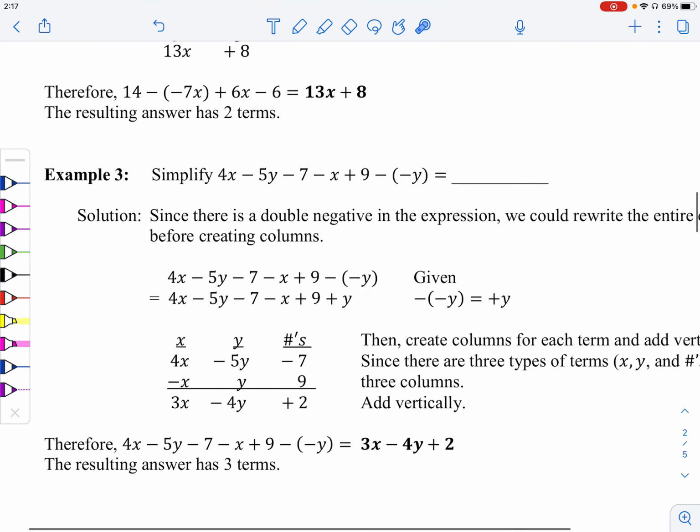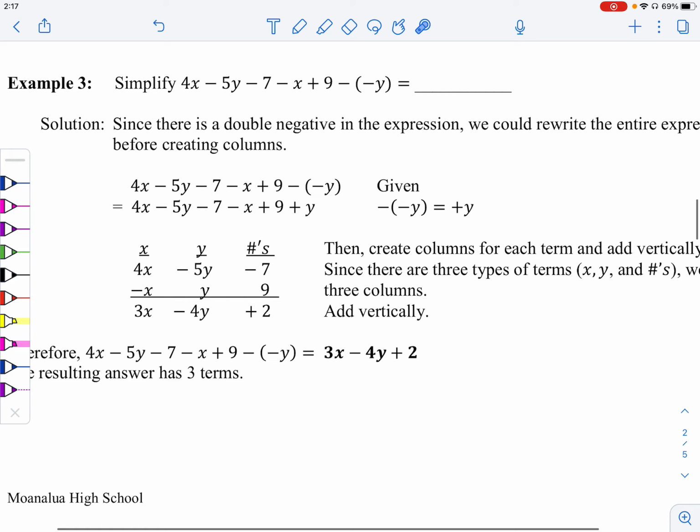Okay, so again, example number 3. Now we have multiple variables, right? Multiple letters. We have an x, we have y's, and we have numbers. We got all these other ones that we need to combine. And then remember that double negative, right? So that double negative is going to be that positive. So we got plus y now. And now we can line up our columns.